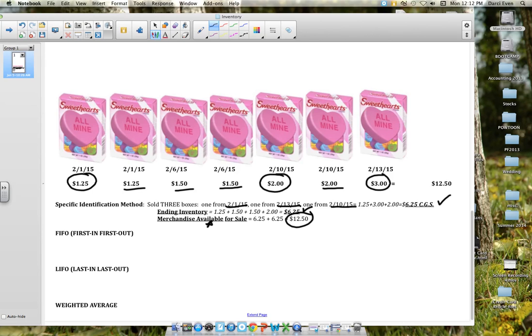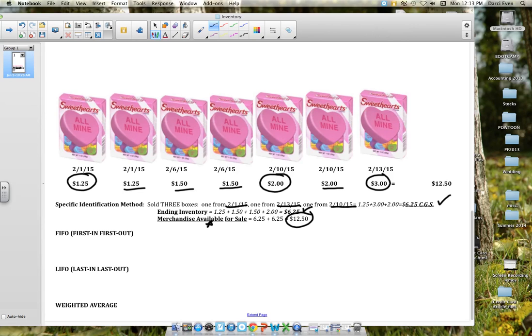And so the specific identification method is one that's used for larger items like cars. You know exactly which car it is that you sold. It would not be used for something like sweethearts because you wouldn't keep track of which box you bought which day. So like cars, diamond rings, furniture might be, depends on if it's a bigger furniture store or not. But that's the first method that we're looking at.